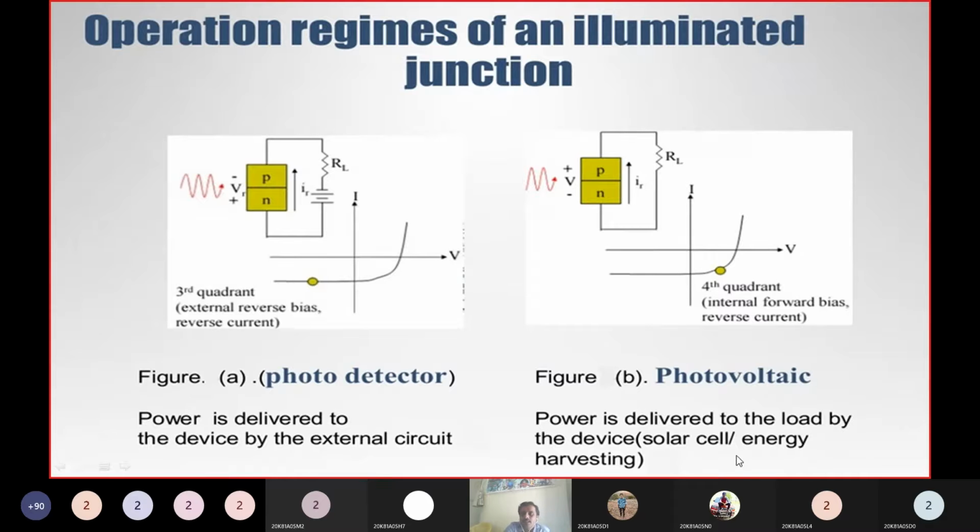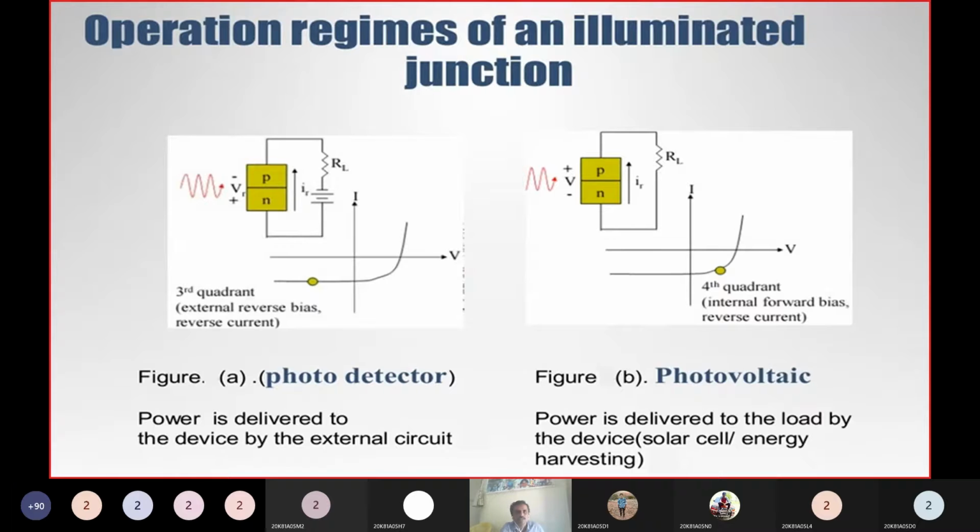Okay, this is the example for a photovoltaic cell. In both cases, this is a photodiode only. In one case it will act as a photodetector, and in the other case it will act as a photovoltaic cell. Here we are connecting it in reverse bias, and here in zero bias. So in two different modes it works differently.